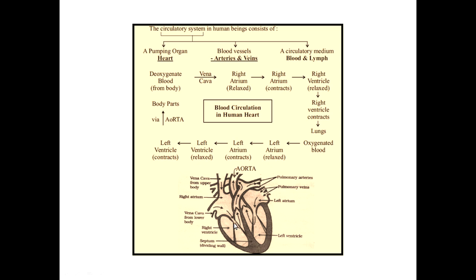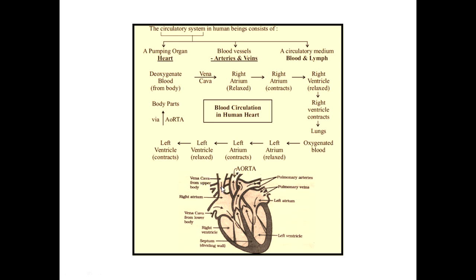The valve present between the right atrium and right ventricle is called the tricuspid valve. From the right atrium the deoxygenated blood enters the right ventricle. From the right ventricle this deoxygenated blood goes to the lungs on each side, right and left, through the pulmonary artery. The pulmonary artery arises from the trunk of the right ventricle and splits into the right and left pulmonary arteries to supply each lung.